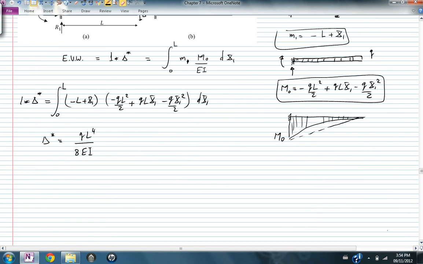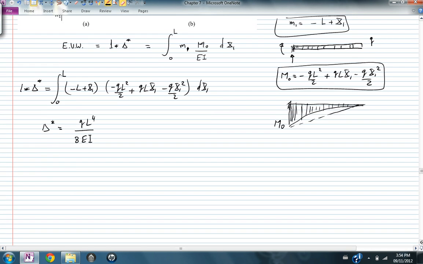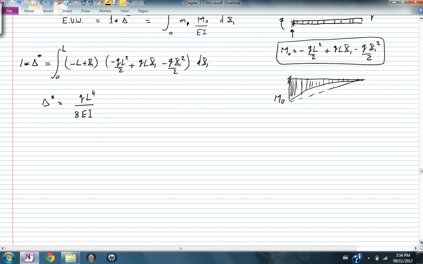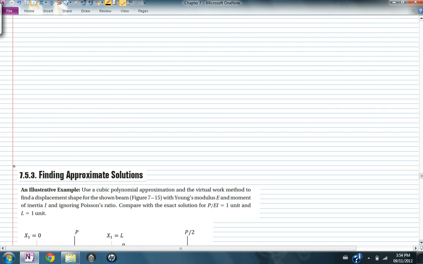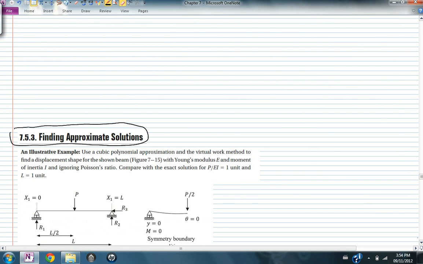And so you will not find this application in your exams because it's covered in different courses. I'm just showing you how this application relates to, or is derived from, the principle of virtual work that we talked about in 398. The final example, which is the most important application for the virtual work, is finding approximate solutions, which is what we will talk about in the next part of these lectures.